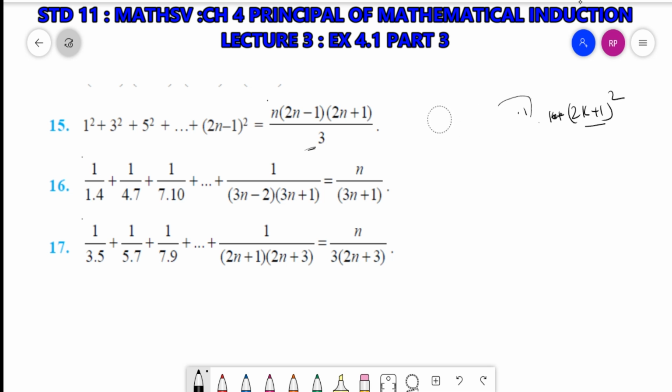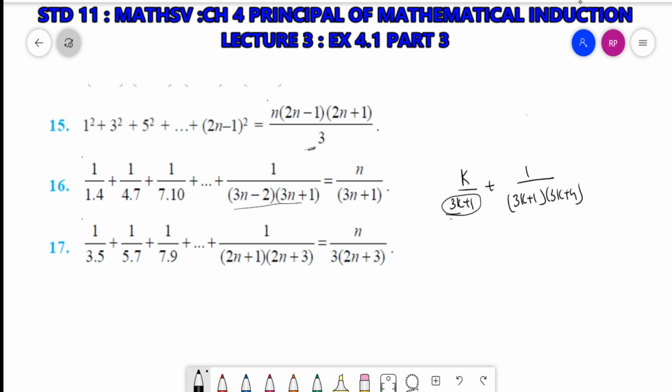Clear? Similarly in question 16 also, you will get such a term as k upon (3k minus 2)(3k plus 1) plus 1 upon (3k plus 1)(3k plus 4). Okay, and then you have to solve this. So here what you can do, you can take 1 upon (3k plus 1) common. It will be (k plus 1) upon (3k plus 4). Then take the LCM and try to reach the RHS. Okay, and similarly, also try for question number 17.